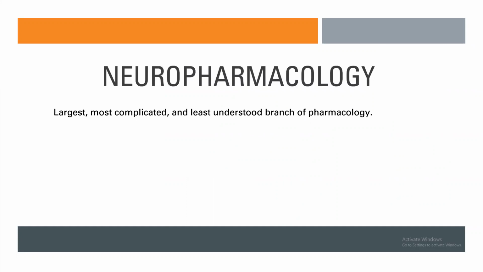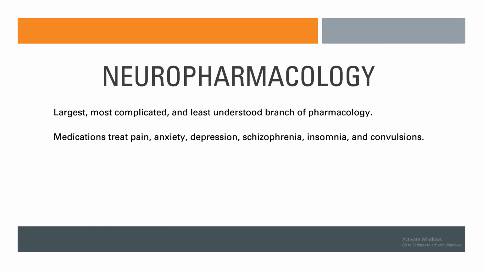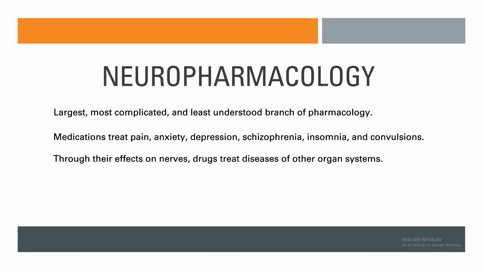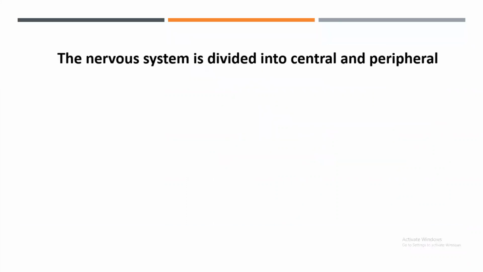Neuropharmacology. It is the largest, most complicated, and the least understood branch of pharmacology. The medications treat pain, anxiety, depression, schizophrenia, insomnia, and convulsions. And through their effects on the nerves, the drugs treat the diseases of other organ systems.